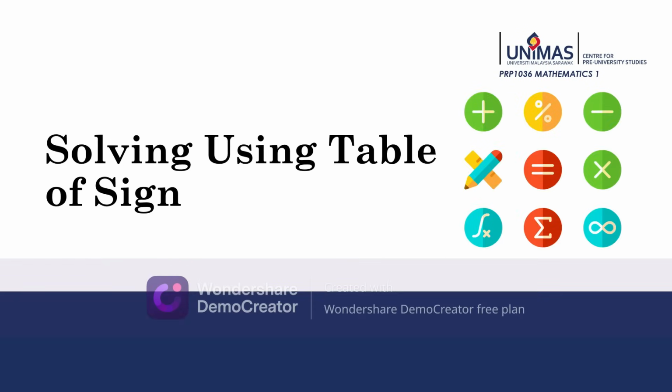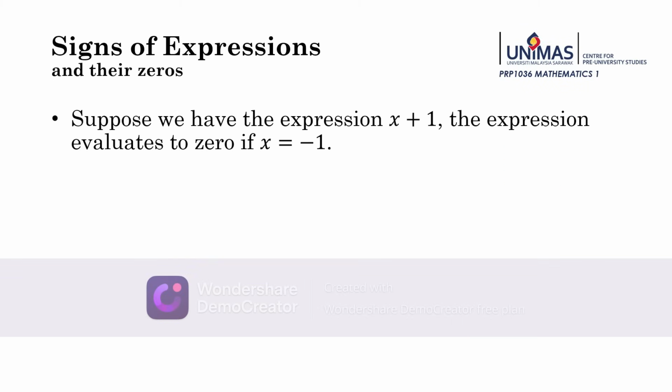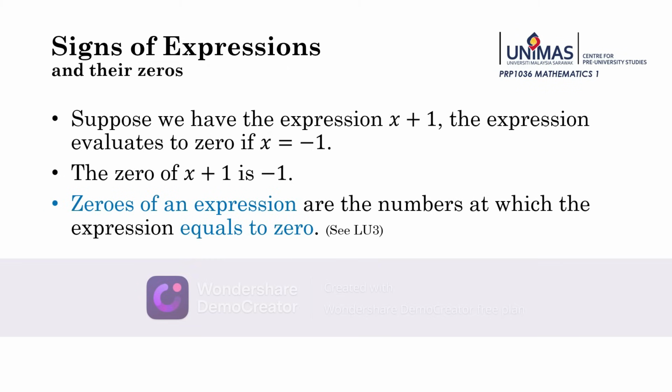Next, we look at solving using table of sign. Okay, supposedly we have the expression x plus 1, and the expression evaluates to 0 if x equals negative 1. It means that we find what x is when x plus 1 equals 0, and then we get x equal to negative 1. So the 0 of x plus 1 is negative 1. Zeros of an expression are the numbers at which the expression equals 0.